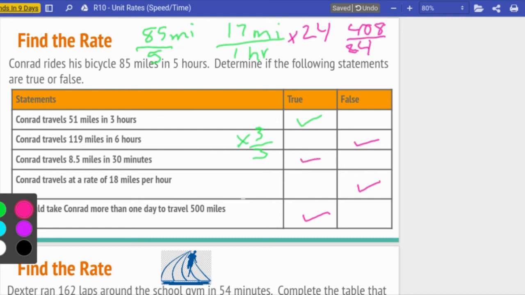That one was false. That one was true. I'm going to erase those. So that's what our table should look like.